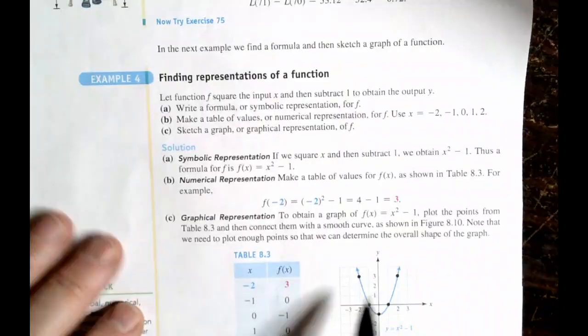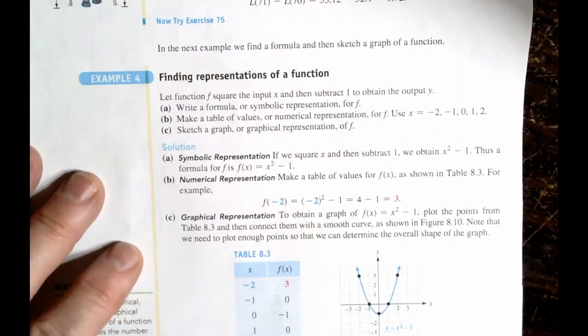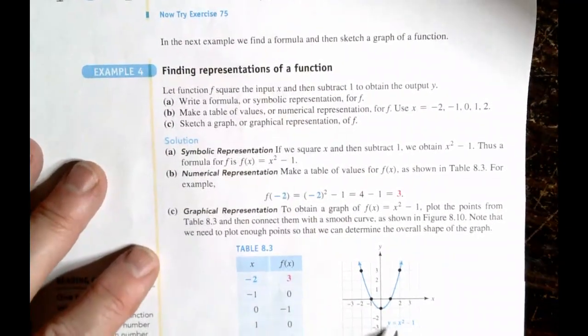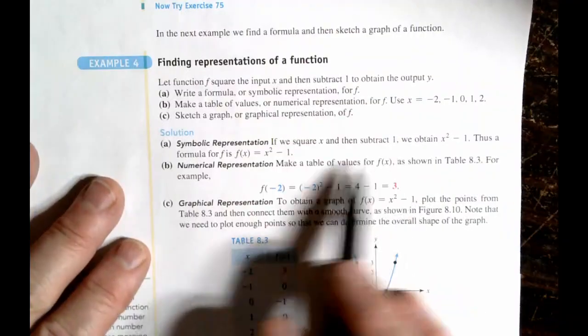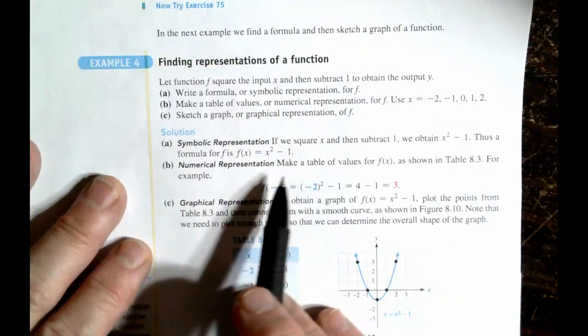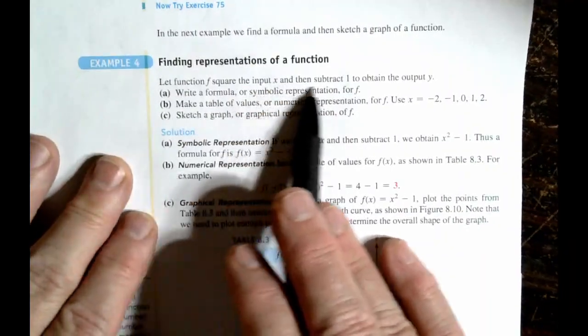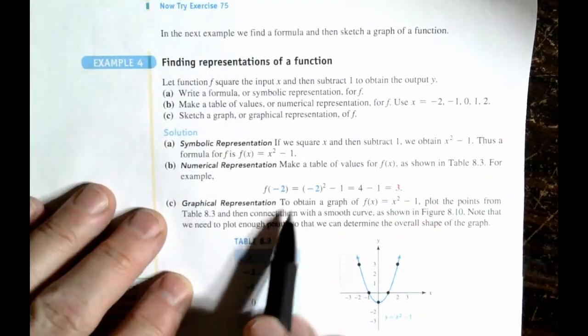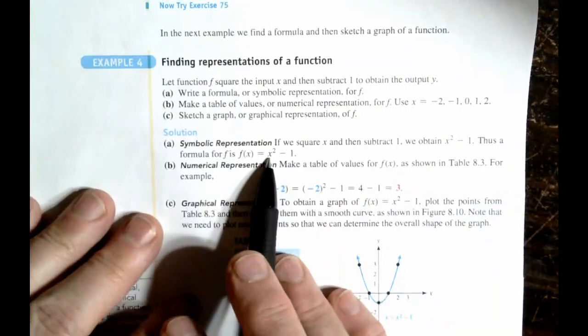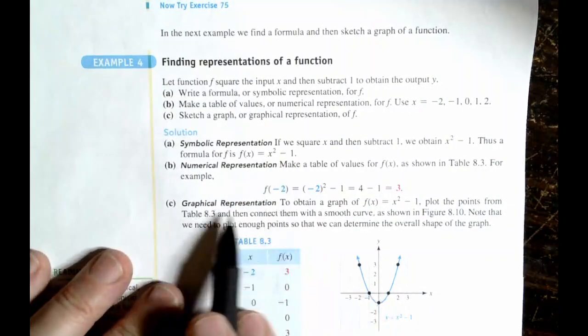Then they talk about representation for a function. This looks like it's x squared, or it is x squared minus 1. So symbolically you write x squared minus 1. Okay? The function says square the input x and subtract 1 to obtain the output y. So f of x equals x squared minus 1.